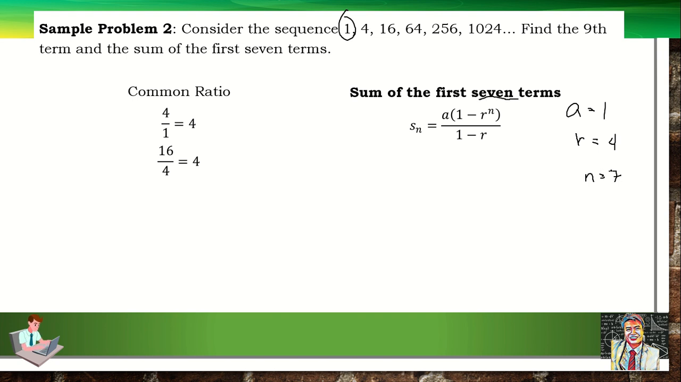So by substitution, S sub 7 is equal to 1 times the quantity of 1 minus 4 to 7 all over 1 minus 4, which gives us 1 minus 16,384. Okay? So 4 to 7 is 16,384. Hindi yan 4 times 7 ha. Ang ibig sabihin niya 4 raised to 7, i-multiply mo yung 4 by itself ng 7 times. So 4 times 4 times 4 times 4 times 4 times 4 times 4 gives us the answer of 16,384.